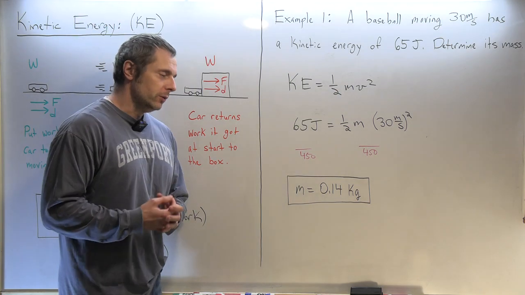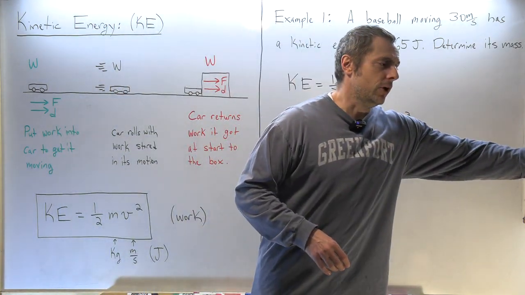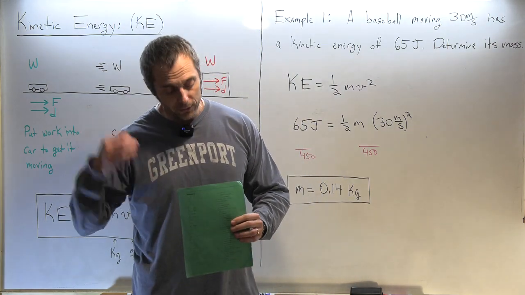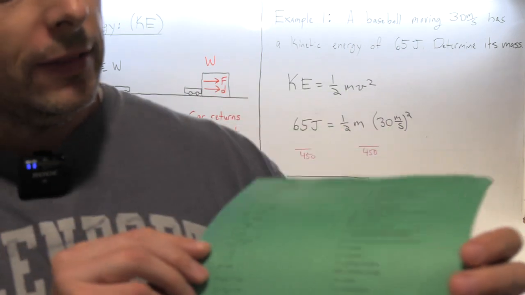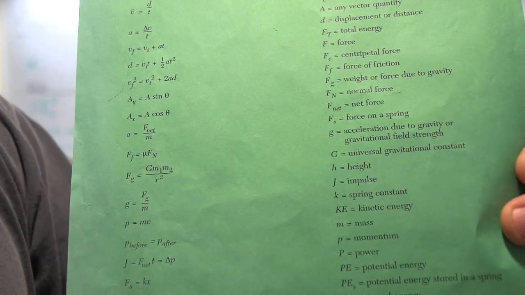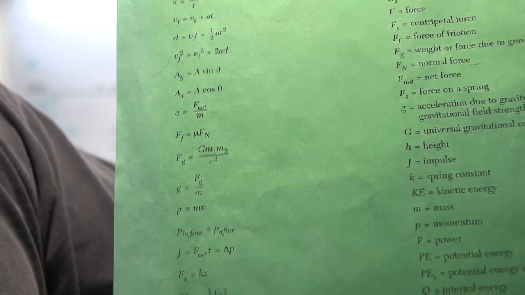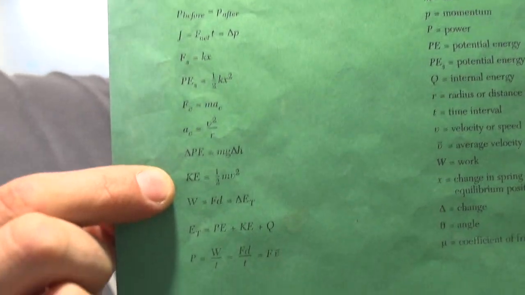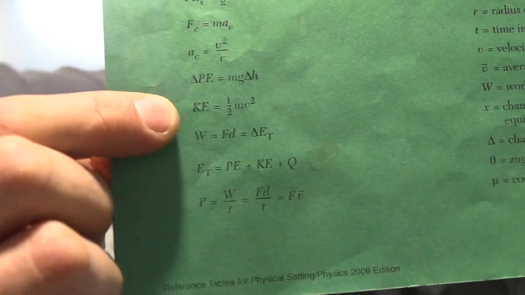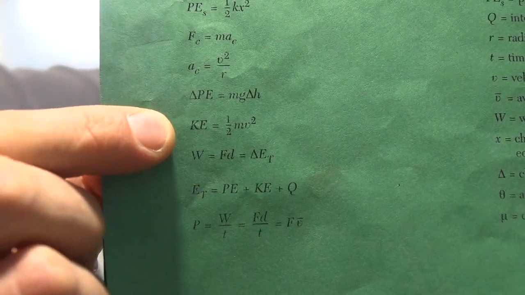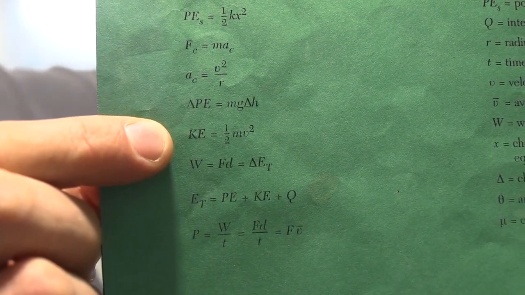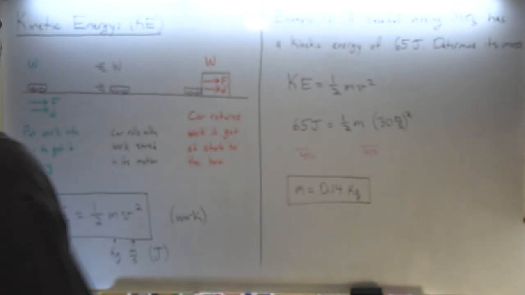So we go to the reference table and we find the formula on the test. Of course, we have it right here, but if you are in a test and you need the formula, the kinetic energy formula is on the front cover of the reference table, near the bottom, a little bit up from the bottom: 1/2 mv squared. There it is.